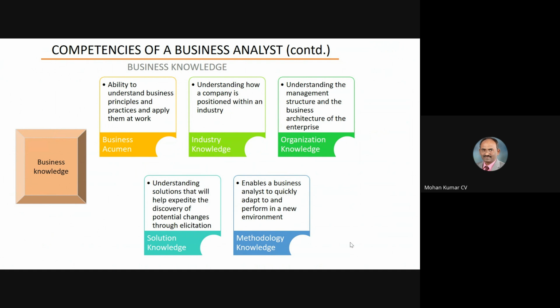So now business knowledge, there are 5 elements. Before we close, I want you to tell me these 5 business knowledge elements. Business acumen, industry knowledge, organization knowledge, solution knowledge, and methodology knowledge. Right, thank you for that.